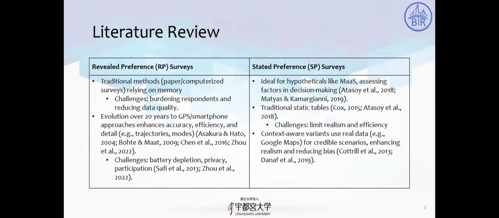On the literature side, we know all about traditional RP surveys, from paper to computerized systems, evolving over 20 years to GPS or smartphone systems. Some of the challenges include battery depletion and participation rates; we have seen all of this throughout the studies, as we will show you later. On the other side, for stated preference surveys, it is a great concept for replicating hypothetical MaaS scenarios to assess factors in decision making. Traditionally it can be done through static tables, however with limited realism and efficiency, or alternatively go in the direction we pursued, which is context-aware variants with credible scenarios, enhancing realism and reducing bias.